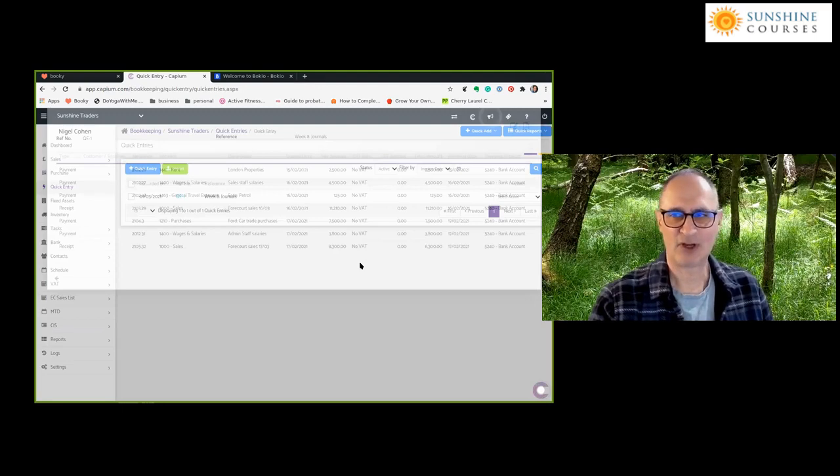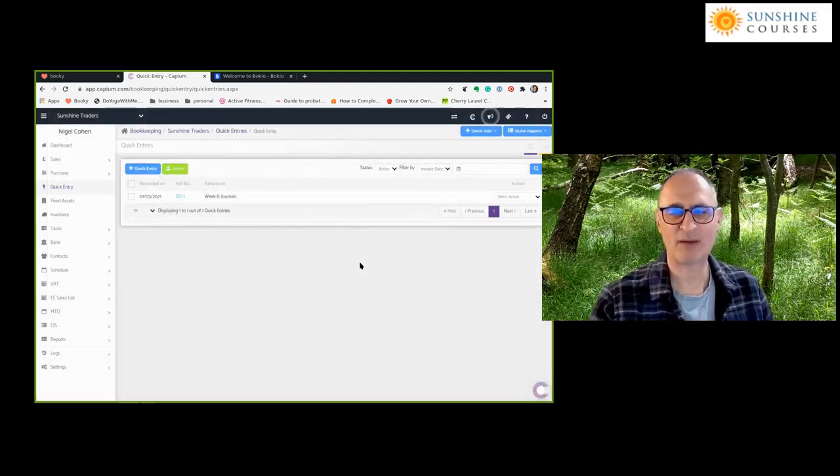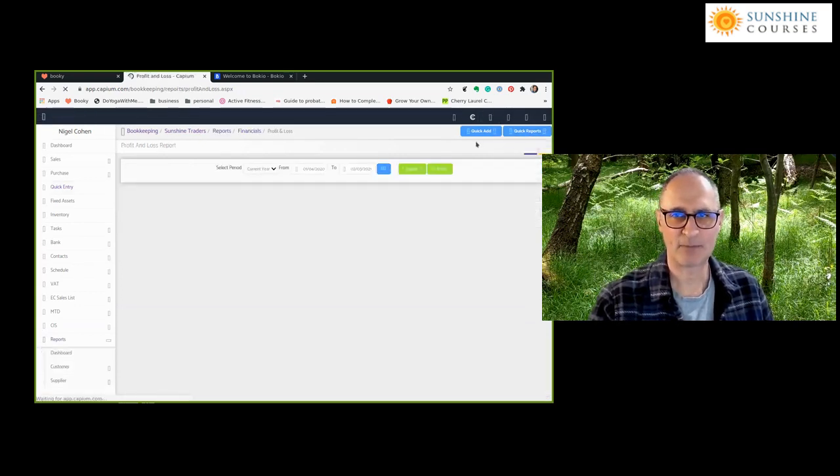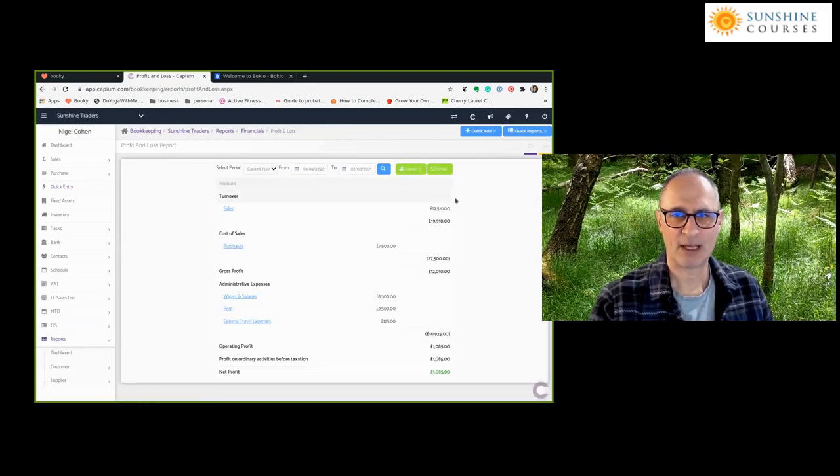And now you're going to see why computer accounting becomes so wonderful. I'm going to show you the profit and loss account. There's an option here for quick reports. Show the profit and loss account. And immediately, with that one entry, I've got a formatted profit and loss account showing I've got sales of £19,510. I've got purchases of £7,500.